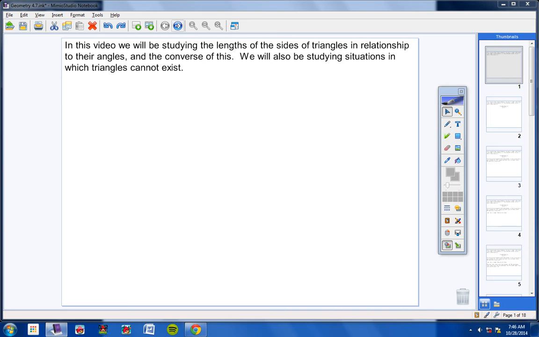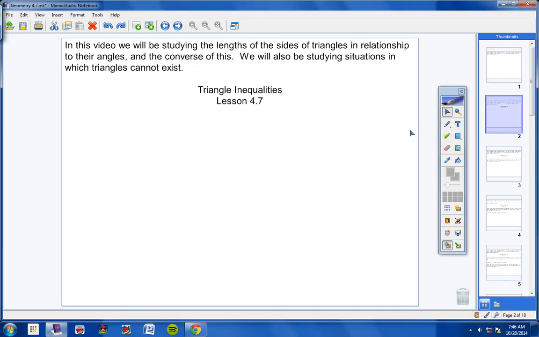Let's go ahead and copy your heading down for today. Your heading is called Triangle Inequalities, and the lesson number is 4.7. Okay, lesson 4.7. I'll pause a minute while you copy this down. Your heading today is called Triangle Inequalities, lesson 4.7, and be sure and include today's date.